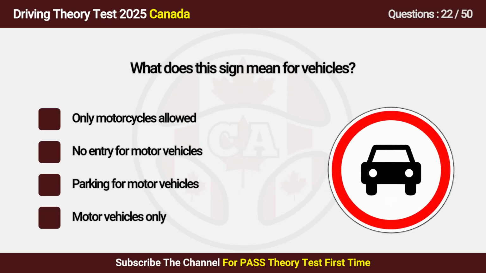What does this sign mean for vehicles? A. Only motorcycles allowed. B. No entry for motor vehicles. C. Parking for motor vehicles. D. Motor vehicles only.